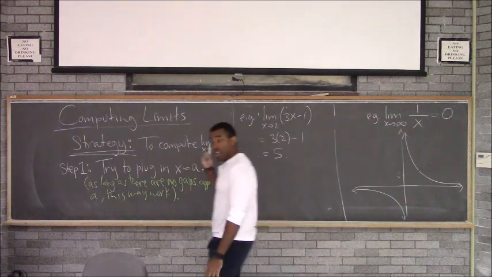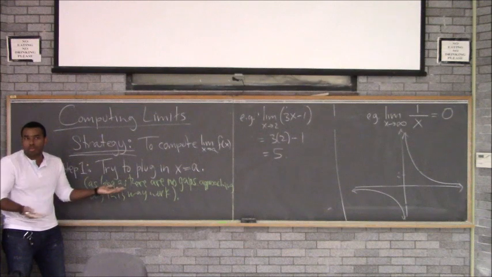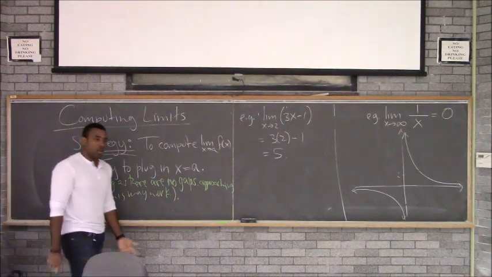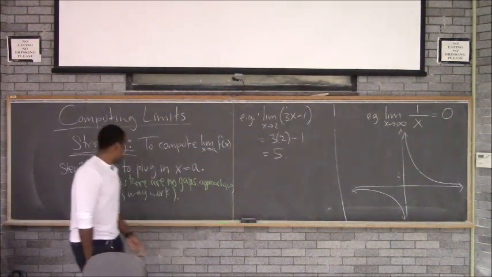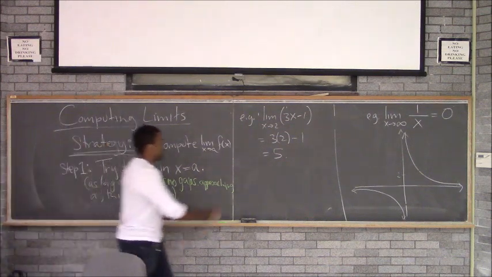Now of course, you're not always able to do this. With the 1 over x example, you couldn't do it. You couldn't plug in x equals 0. And there were other examples where you can't plug in the number. But if you can do that, that's the quickest way to get to the answer.